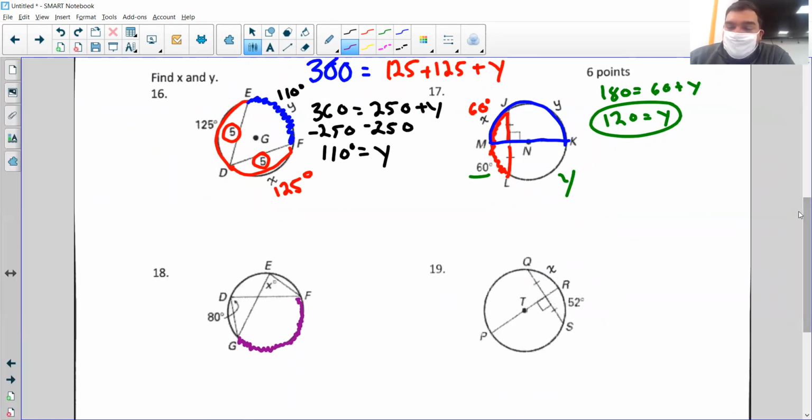What happened to my scroll bar? Come here. No, it's on the right now, which is annoying.